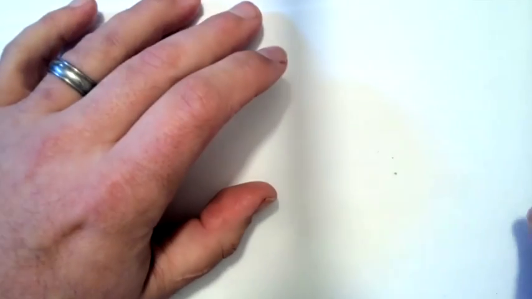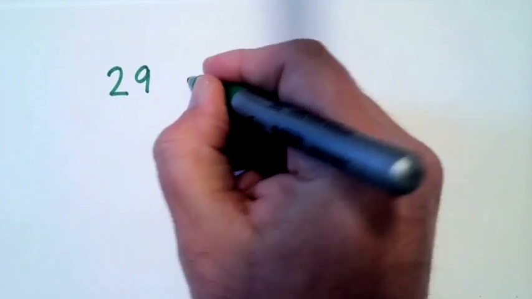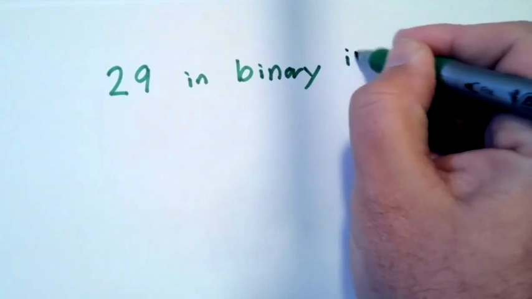So I'd like for you all to try it. Would you use this algorithm to find for me, when you write 29 in binary, what is it? 29 in binary is what?